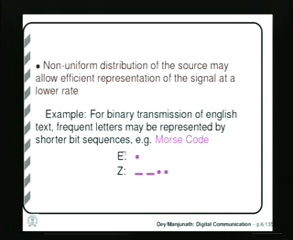In Morse code, the most frequent English letter E is represented wisely by a single dot, and the not so frequent, in fact very rare, letter Z is represented by a longer sequence of dots and dashes, that is 2 dashes and 2 dots. So, this is a very traditional example of this type of source coding, where the source coding is possible because of the non-uniform distribution of the symbols generated by the source.